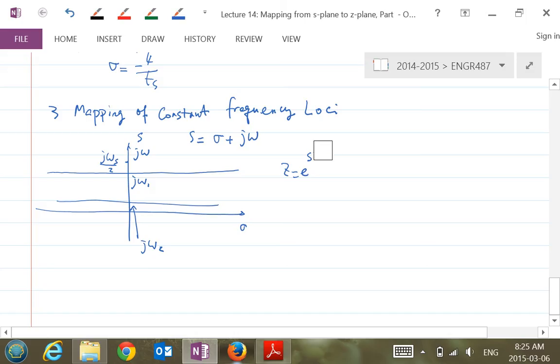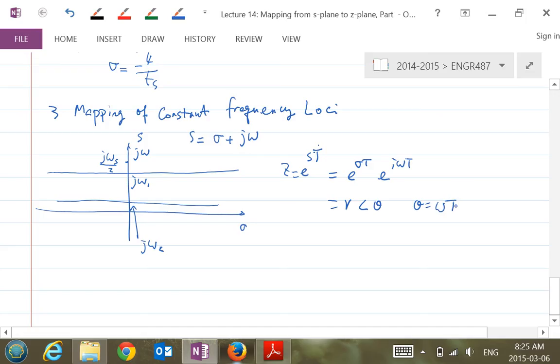Capital T. And how is that going to be now? It is e to the sigma T times e to the j omega T. So sigma is not a constant, so that could change, but this omega is a constant, which means what? The theta is a constant. Theta is omega T.